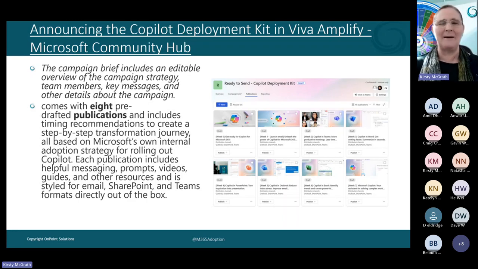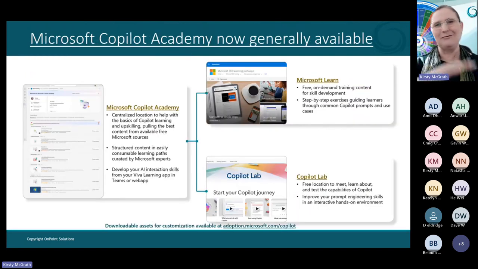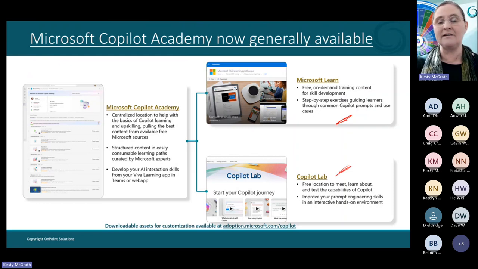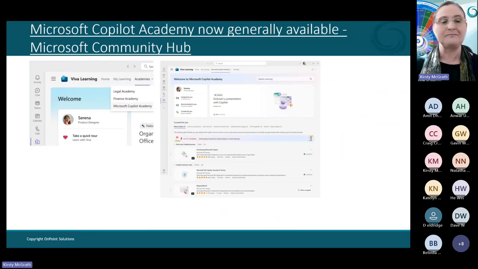So all this out-of-the-box content for Copilot. We're seeing a ton come out if you're going on the Copilot route. Copilot Academy is now actually generally available. That Copilot Academy is flowing through into Viva Learning, and we'll talk about that a little bit more when we get into Viva Learning with lots of resources. It pulls those resources from Microsoft Learn and the Copilot Lab. So that's where it comes from when we talk about the Academy a little later. You'll see it has in here in Viva Learning.